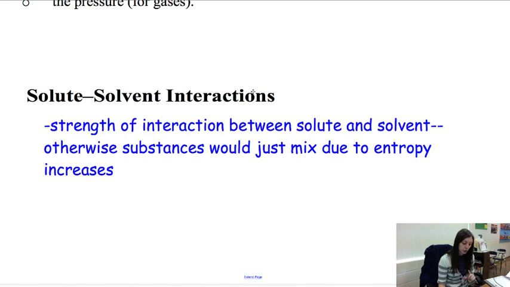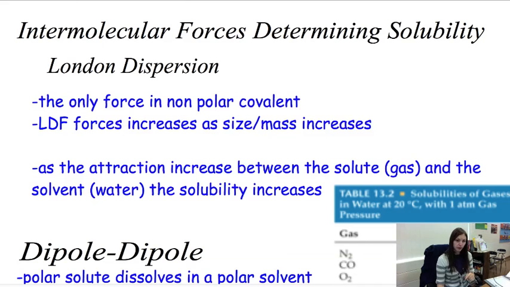And we're going to look a little more closely now at the different types of forces here. Okay, first one is a London dispersion force. So anytime we have this as the predominant force, it is going to be in a nonpolar covalent bond. Now remember that London dispersion force increases as your size increases. So as your attraction increases between a solute, which we're going to look at a gas here, and a solvent, water, your solubility goes way up.